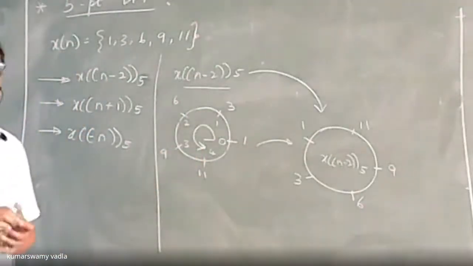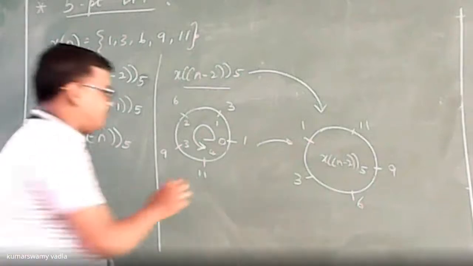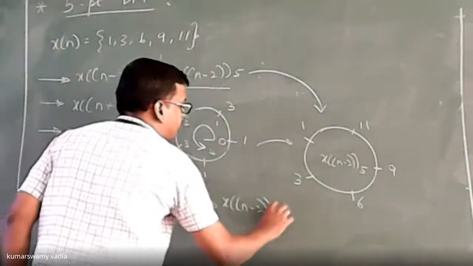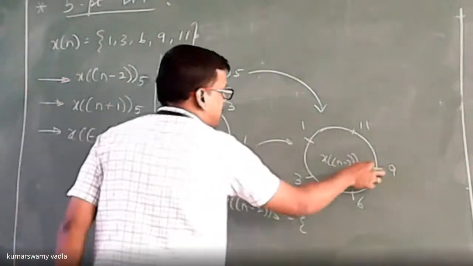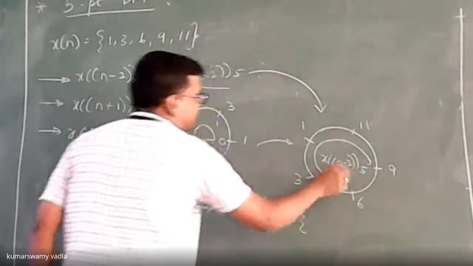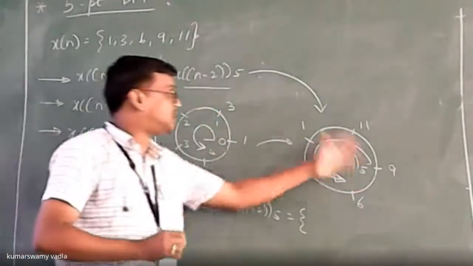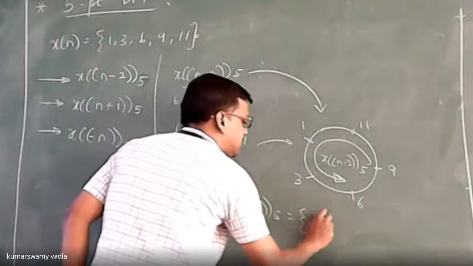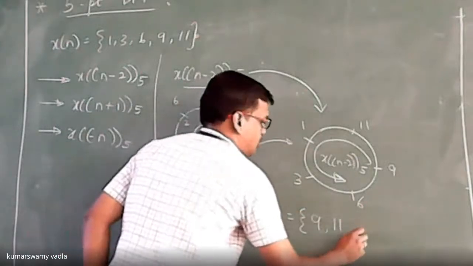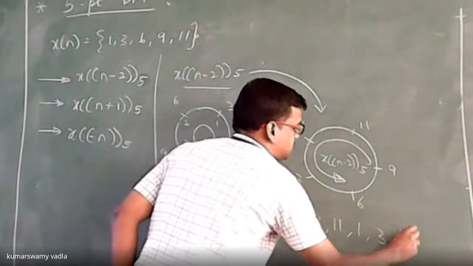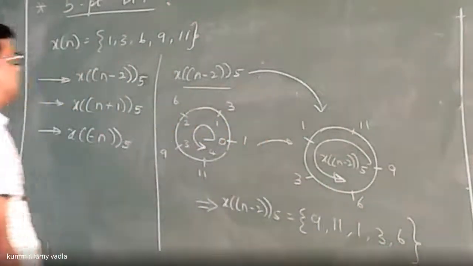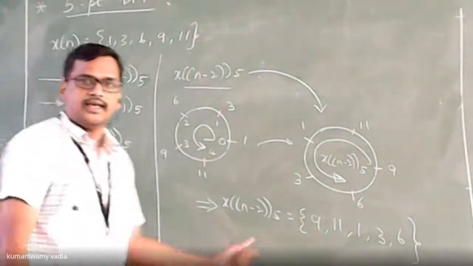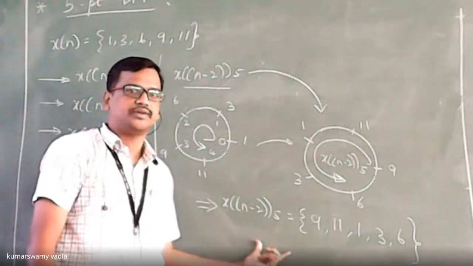Is the point clear here, students? Finally, while writing down the answer, x of n minus 2 of 5, you should start from this point and rotate in clockwise direction, or representation in anti-clockwise will give you the answer. So what will be the answer, friends? 9, 11, 1, 3, 6. Is the point clear, students? Is this numerical clear, students?